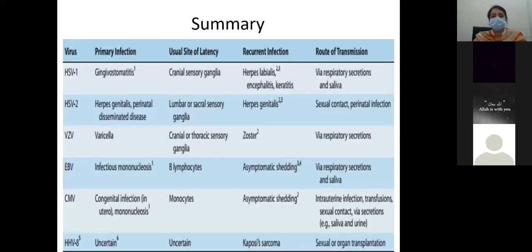So this is a summary of herpes simplex virus type 1, type 2, varicella zoster virus, Epstein-Barr virus, cytomegalovirus, and HHV8. You can also remember this table. You should know the primary infection, the usual site of latency, the recurrent infection, and the route of transmission.